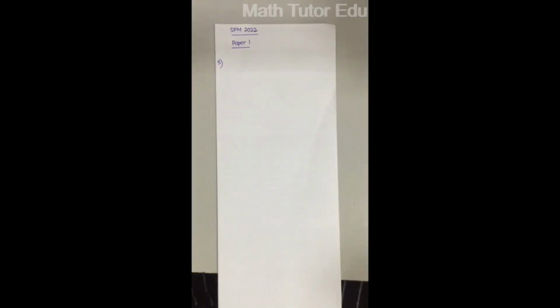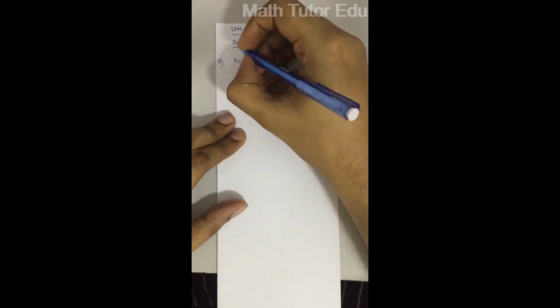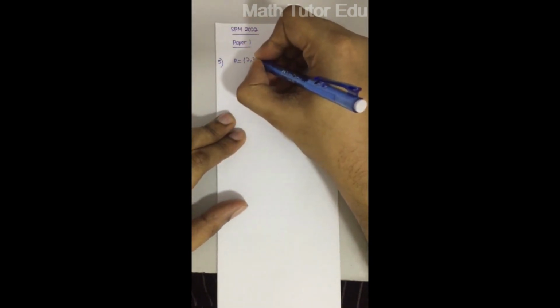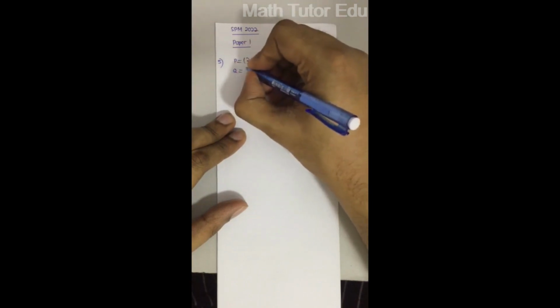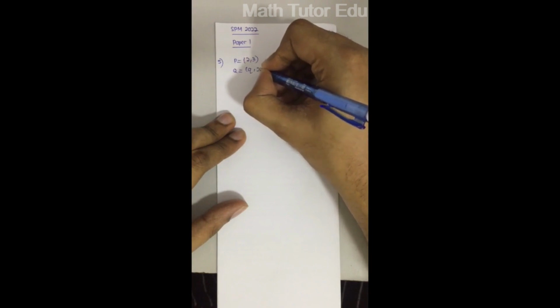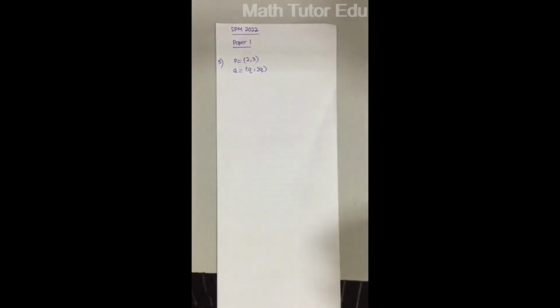Okay, based on the question, we can obtain that the coordinate P is equal to (2, 3) and coordinate Q is equal to (q, 2q). And they also mentioned that vector PQ is a unit vector. What does that mean, guys? It means that the magnitude of vector PQ will be equal to 1. So that is the meaning of unit vector.